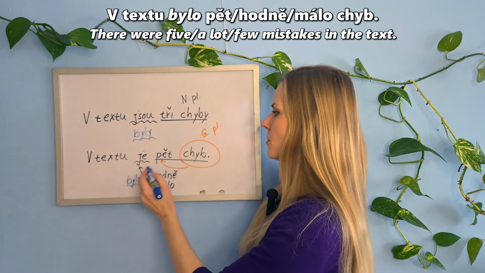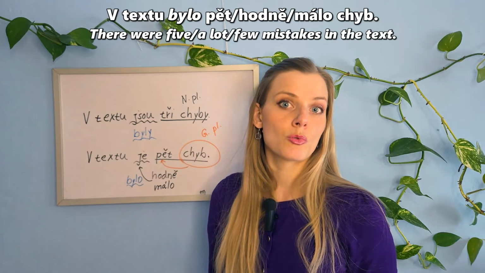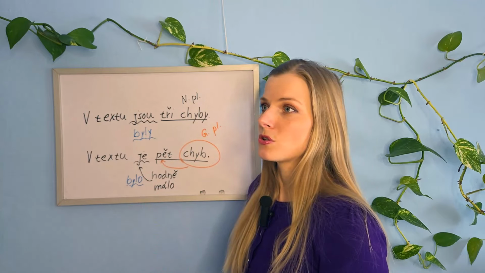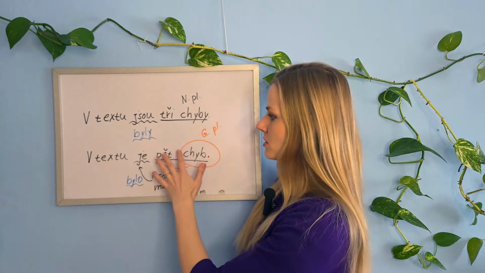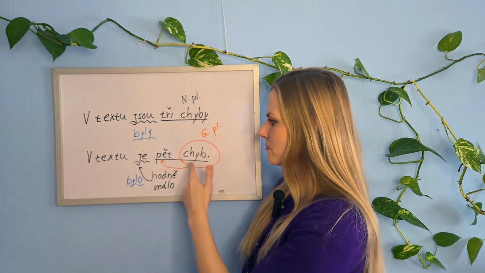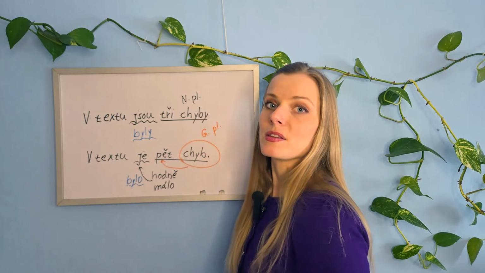V textu bylo 5 chyb. V textu bylo hodně chyb. V textu bylo málo chyb. If you say byl, it's wrong, because we don't have any masculine subject here. If we say byla, because you think, oh, it's chyba, that's also wrong, because it doesn't agree with this subject.